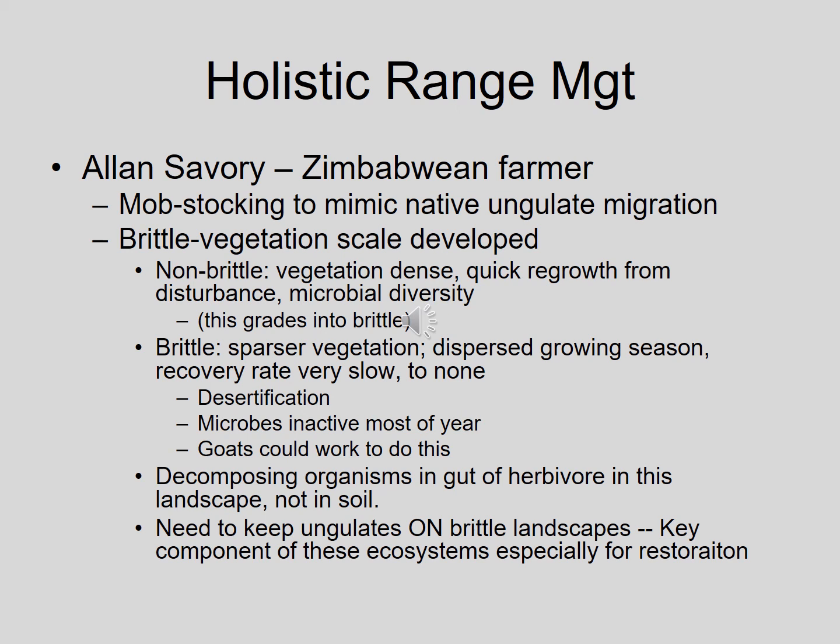In a non-brittle environment, meaning a place where the plants are softer, fleshier, grow faster, there's more green, a wetter area, the vegetation is dense, with quick regrowth from disturbance, from being grazed, and there's a lot of microbes in the soil which decompose the organic matter, dung or leaves and things. So that's the scale that Savory developed, from brittle to non-brittle. You have a range of vegetation types.